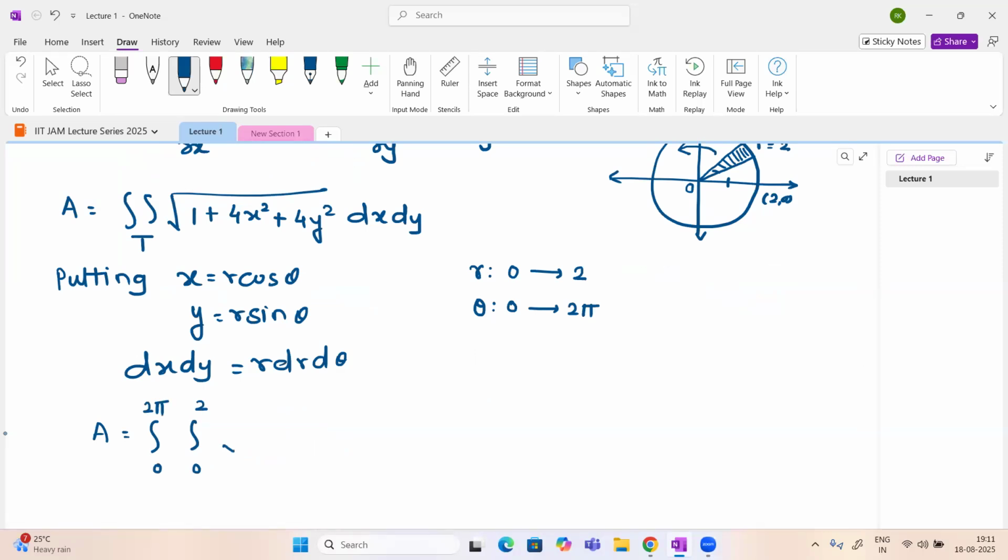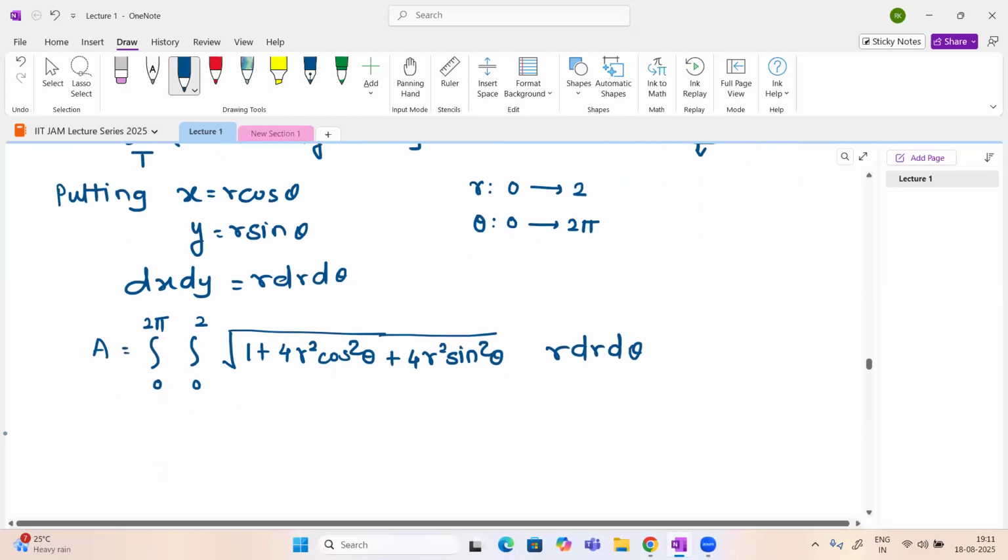So let us put it here. 1 plus 4x square, where x is r cos theta, so r square cos square theta, plus 4y square, which means 4 r square sin square theta, and dx dy means r dr d theta. Will you guess the next step?